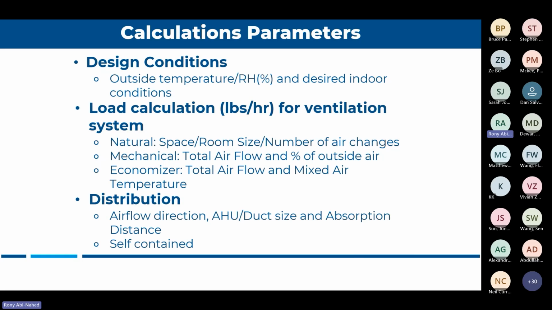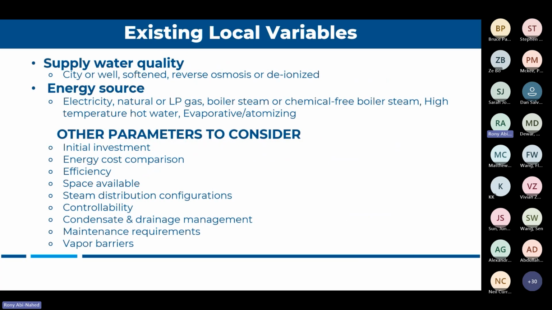Are you using 100% outside air? Are you mixing the air? Is it just natural open window space? And we need to know where you want to put the grids. Is it inside the air handling unit, the duct, or the space itself? All this information is important for us to be able to give you a selection, and definitely we need to know if you're going with electric, gas, or you have an existing boiler.